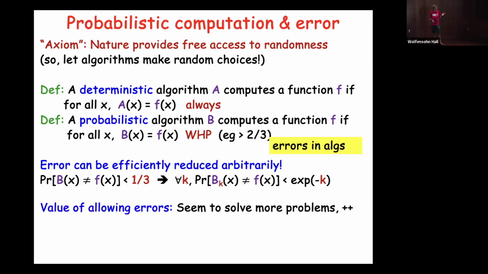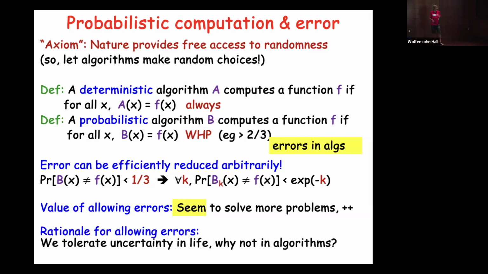Why? What's the value of allowing errors in algorithms? Well, it seems like we can solve many more problems. You all know about Monte Carlo methods, for example. I want to stress that the theme is that we don't know that it's true. We don't know that we need randomness. We cannot do away with randomness. But this is a topic for a different talk that I like to give. I'll leave it aside. What's the rationale for allowing errors besides that?